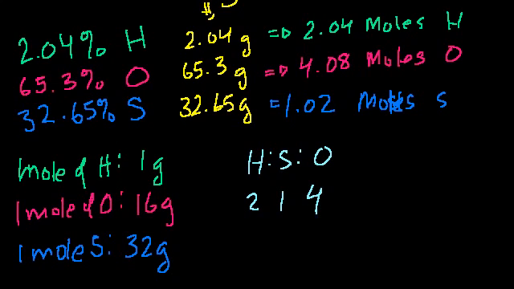So the empirical formula of this is H2, and then we have 1 sulfur, and then we have 4 oxygens: H2SO4. And this is sulfuric acid, one of the things you would least like poured on you most of the time. Anyway, hope you found that useful.